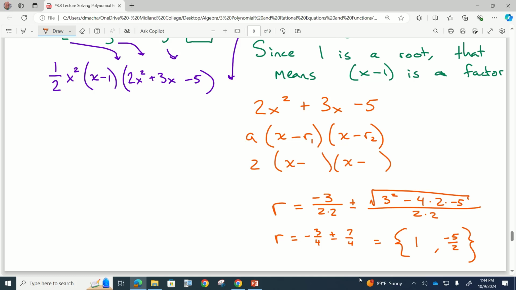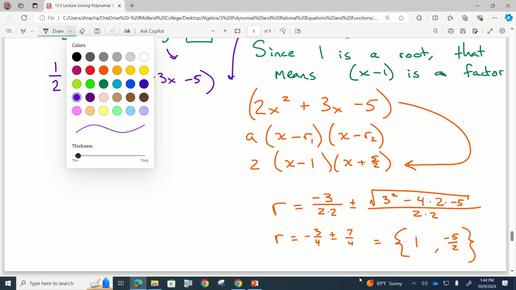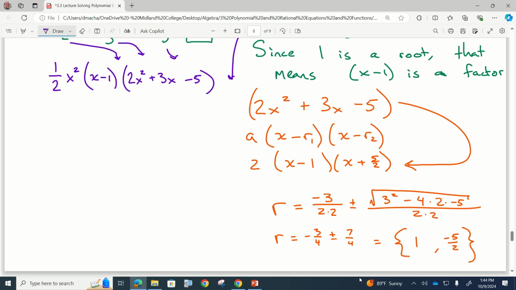That means x minus 1 is a root, or is a factor, and x plus 5 over 2 is a factor. And if I were only trying to factor the quadratic part, that's what it would look like in factored form. So let's go back and write my final answer. And my final answer here is x squared times x minus 1 squared times x plus 5 over 2.